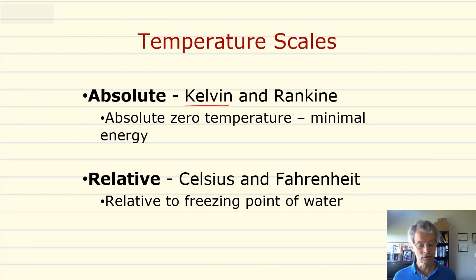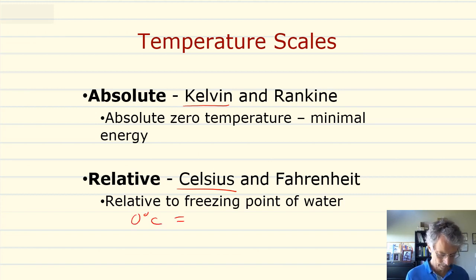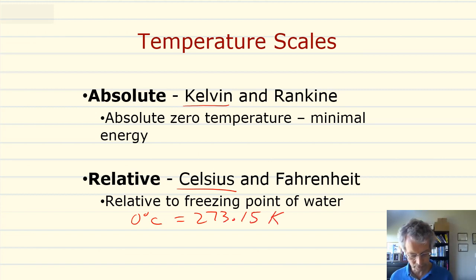The relative temperature scale that we use in the SI system is Celsius, of course, and in the imperial system it's Fahrenheit. So this is the temperature relative to the freezing point of water. So 0 degrees Celsius equals 273.15 Kelvin. That's how we convert between absolute and relative temperature. Most times we can just refer to the temperature in degrees Celsius, but for example, when we're using the ideal gas law, we have to use absolute temperatures.